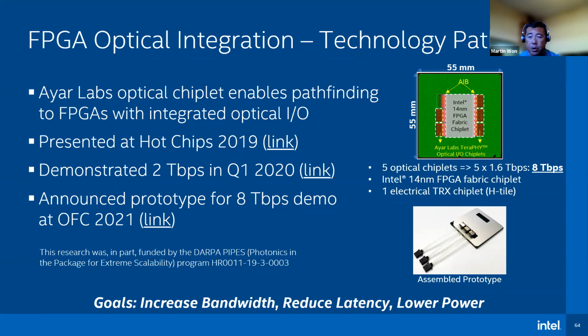That prototype is shown on the right side of the slide, and you can see how we've integrated 5 of the Ayar Labs chiplets, along with a 14 nanometer FPGA fabric die and also a transceiver chiplet, into a single package. So we believe that these kinds of pathfinding activities are very valuable for exploring this next phase of device-to-device interconnects.